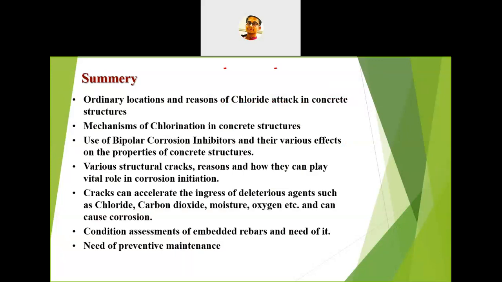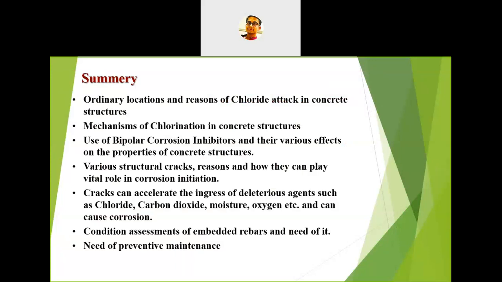To summarize this session, we have seen the typical locations where chloride attack can happen. It may happen in marine environments or sea structures, in coastal areas due to airborne chlorides, and if we use fine aggregate which is rich in chloride content. It may also happen in different chemical plants. We have seen these typical locations and some of the reasons for chloride attack.